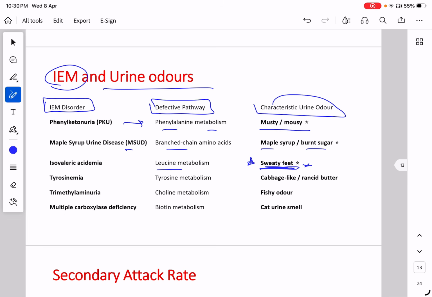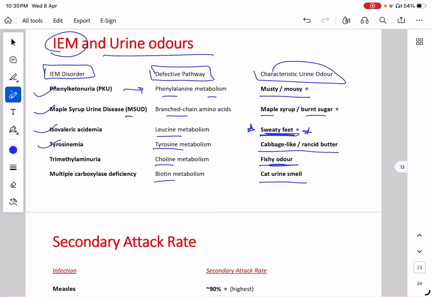Questions have been asked previously. Tyrosinemia, tyrosine metabolism defect, cabbage-like or rancid butter smell. Trimethylaminuria, choline metabolism, fishy odor. Multiple carboxylase deficiency, biotin metabolism, and cat urine smell. So at least you should remember these four.